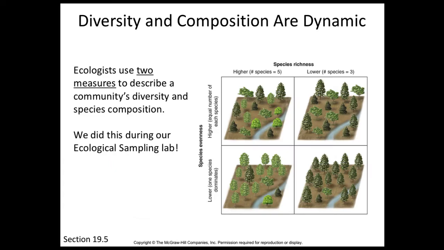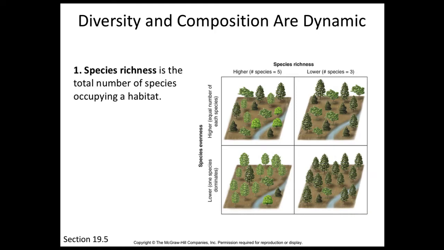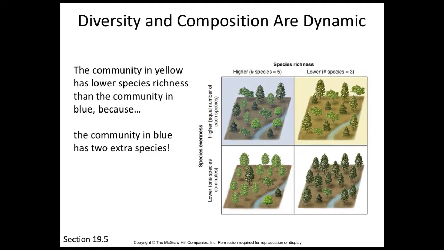Ecologists use 2 measures to describe a community's diversity and species composition. The first is species richness. It is the total number of species that occupy a given habitat. For example, if a community has lower species richness than another community, then we would say that it has a lower number of species. If a community has extra species in it, then it's going to have higher species richness.